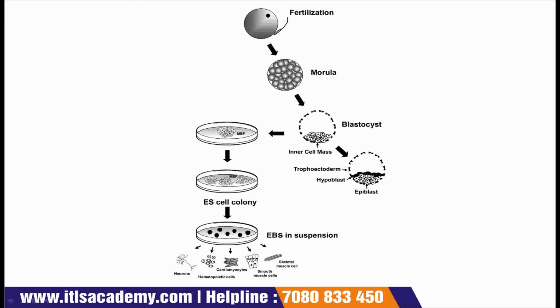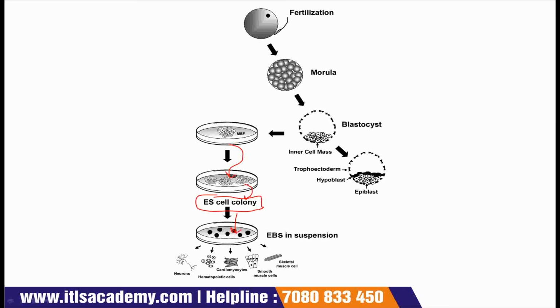So you can see here, firstly we talk about the differentiation inside the body. This blastocyst undergoes differentiation and it forms hypoblast and epiblast. Trophoectoderm is still the outer covering of this blastocyst. If we take this blastocyst outside the body, that is in vitro for the culture, here you can see these are MEF cells. These cells differentiated, and after differentiation these cells form an embryonic stem cell colony.